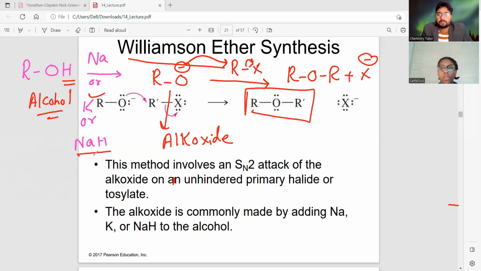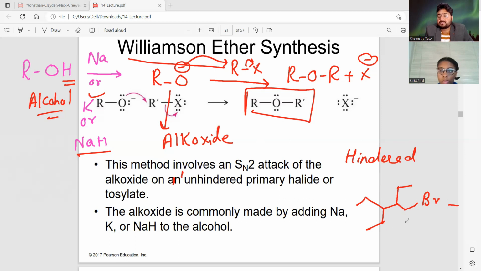Got it? You also can't use hindered primary alkyl halide. Hindered primary alkyl halide, like this one, you can't use this alkyl halide in the synthesis.